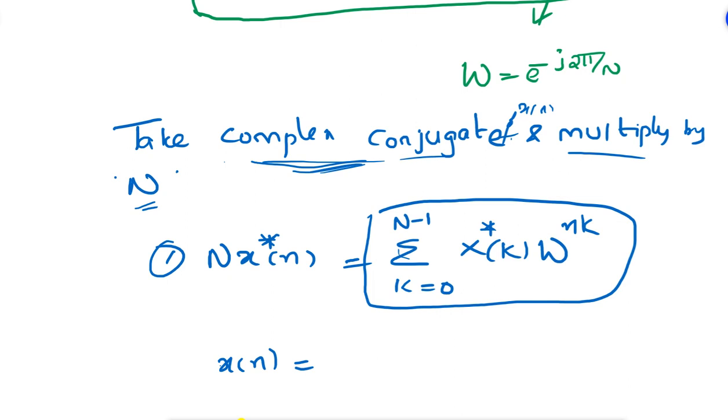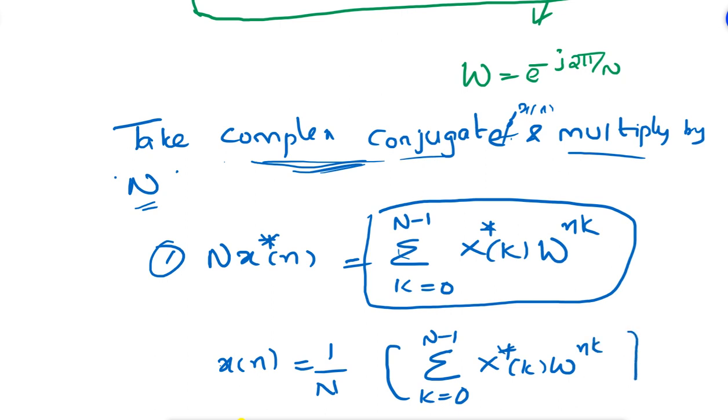So that x of n becomes once again 1 by N sigma k equal to 0 to N minus 1 X conjugate of k, twiddle factor W to the power nk, the whole thing under the conjugate. So this is x of n. Like that, we are performing IDFT by using the FFT algorithm.